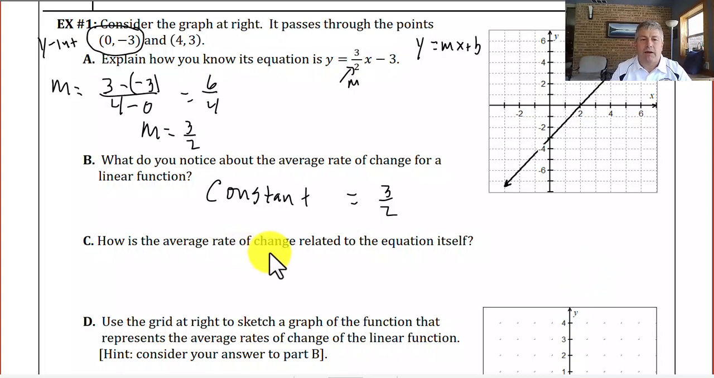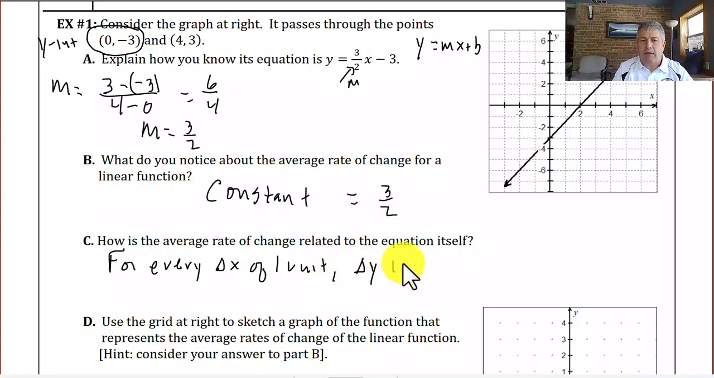How is the average rate of change related to the equation itself? They're really asking us to define the slope, and they're saying for every change in x of 1 unit, then the change in y is a positive 3/2.